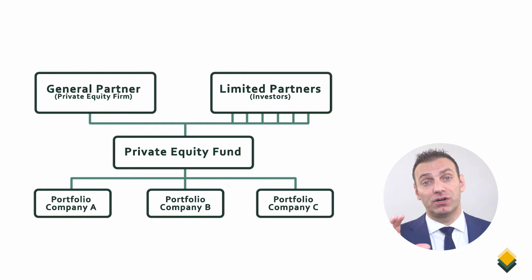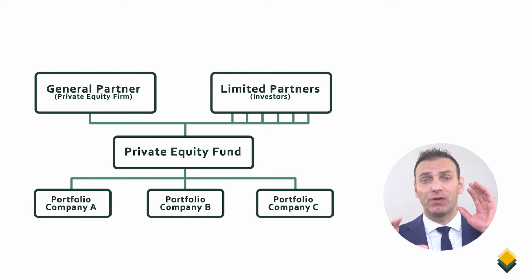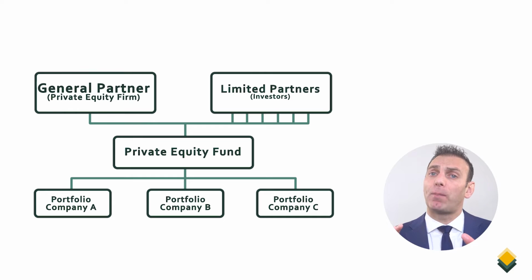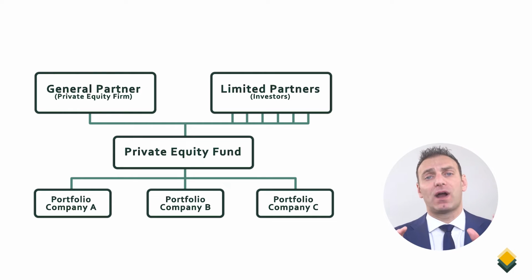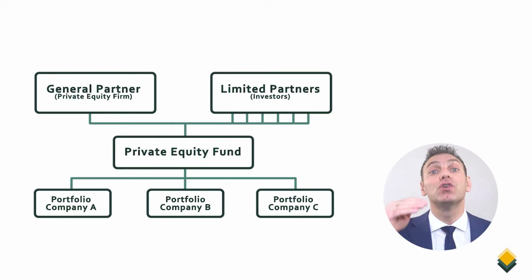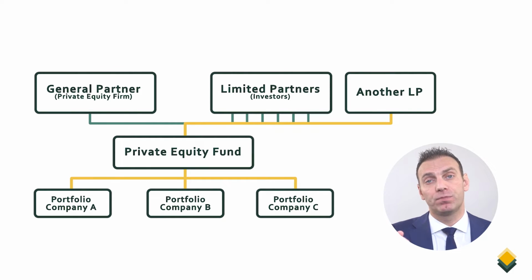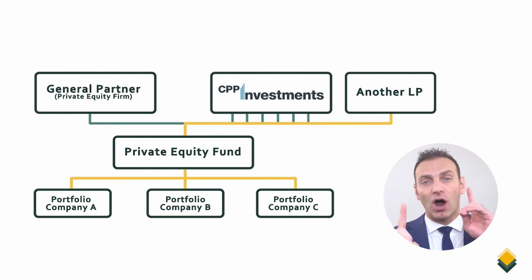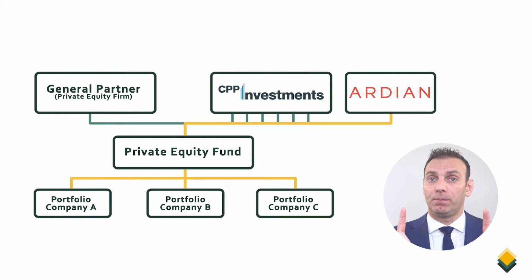To make sure you understand, let's look at this another way, going back to first principles. LPs stand for the limited partners, or the investors, in the private equity fund, and the GP stands for the general partner, or the private equity firm in the private equity fund. And a private equity secondary transaction is when an LP sells its interest in a private equity fund to another LP. In our example, CPP Investments was one of the limited partners, and Ardian was the other LP.